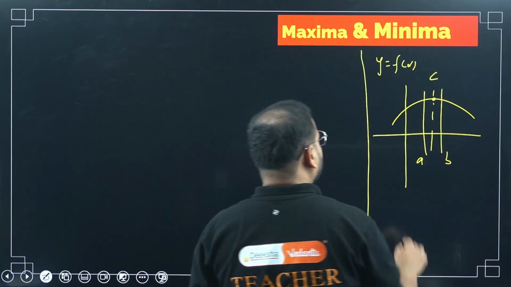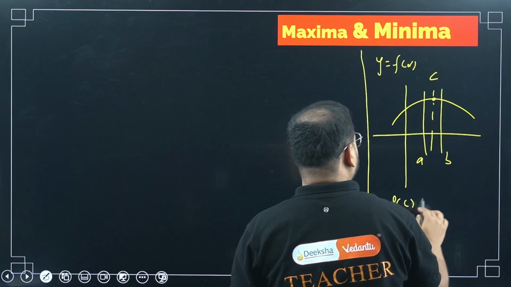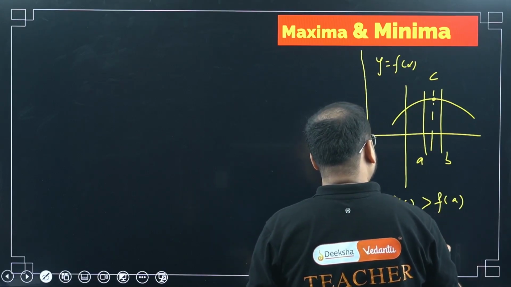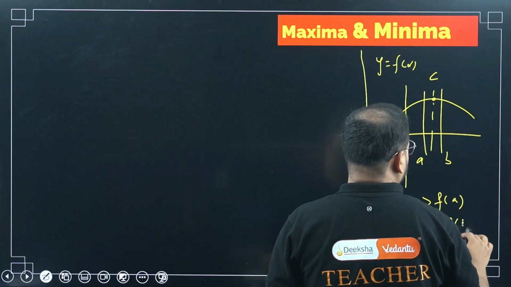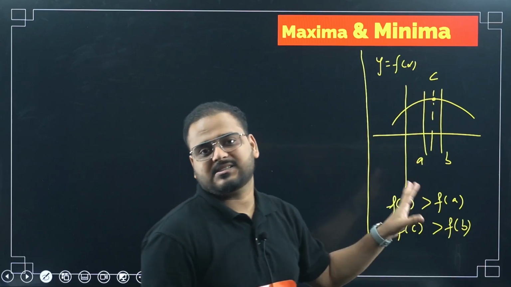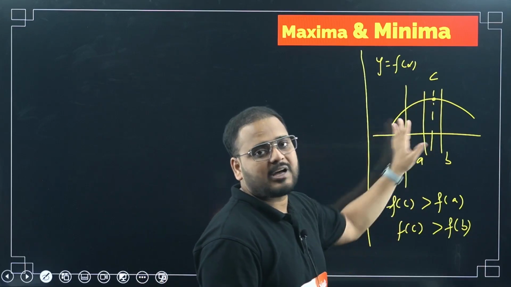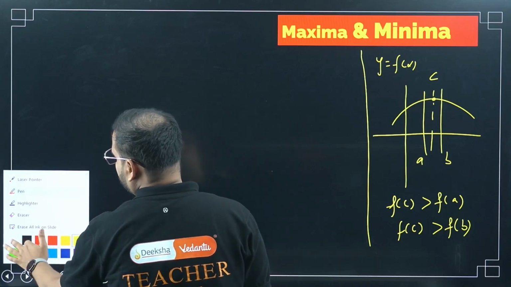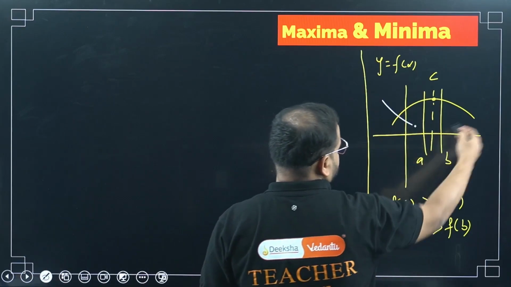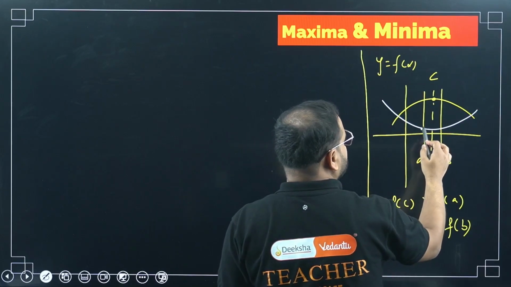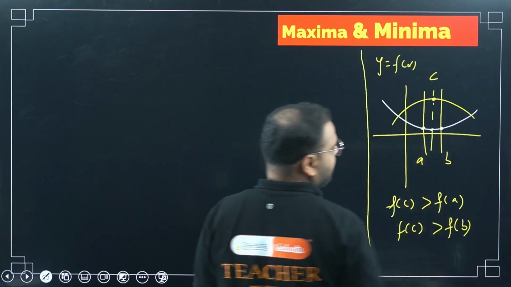So what is the condition? f at the point C should be greater than f at the point A, and f at the point C should be greater than f of the point B. Means the function value at point C should be highest in the neighborhood of A and B. The maxima will be like this. Again for the minima what will happen, bacha? Reverse will be there. The function will be reversed, right? So if I take the same points over here, and over here, what will happen?